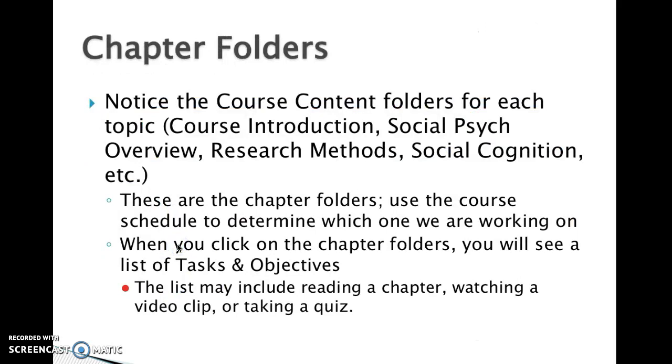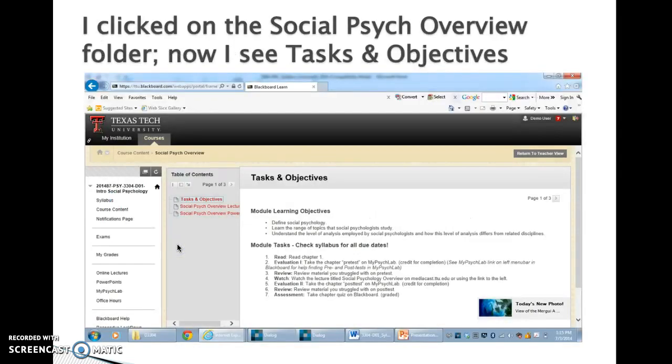So in each one of those chapter folders, you'll use the course schedule to determine when you're working on them. And then when you click on each of the chapter folders, you'll see a list of tasks and objectives. Those could be reading a chapter, watching a video clip, or taking a quiz. So if I click on that first link, the social psych overview folder, I will see a list of tasks and objectives. And those learning objectives are really important for determining what you need to be able to know for the quizzes and the tests. And then also the tasks will tell you what to watch and what to read.